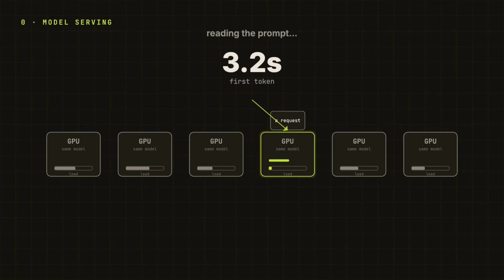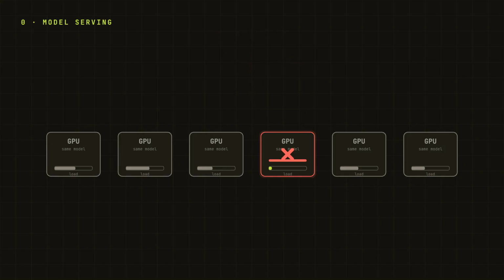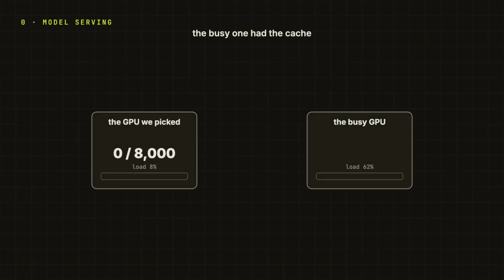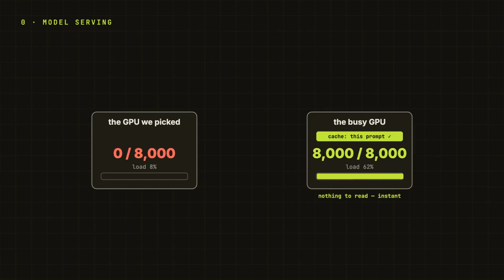And it comes back slower. And that's the whole puzzle of this video. The least loaded GPU was the wrong GPU because the busier one already had half of this request's work sitting in its memory, ready to reuse. And the empty one had to redo all of that reading from scratch.